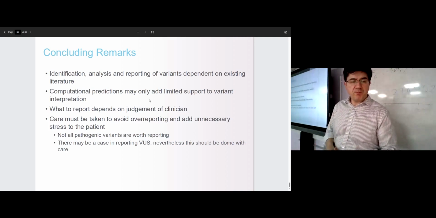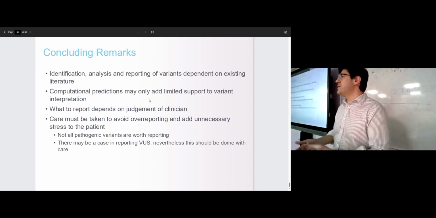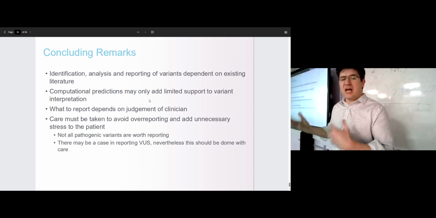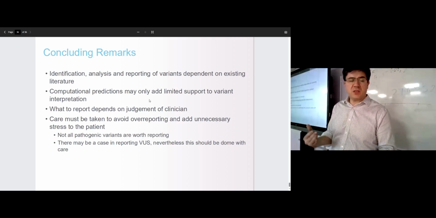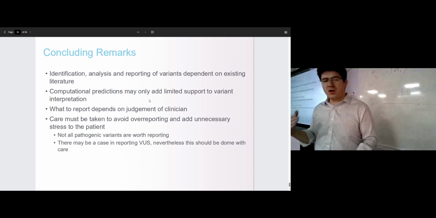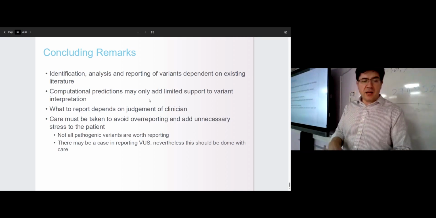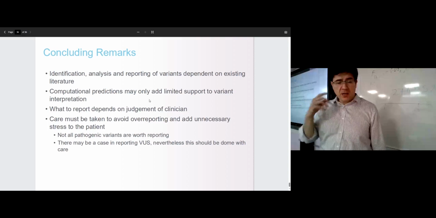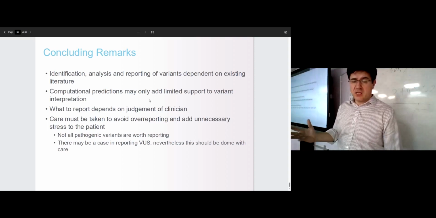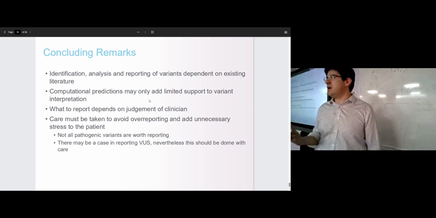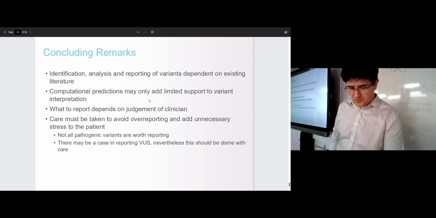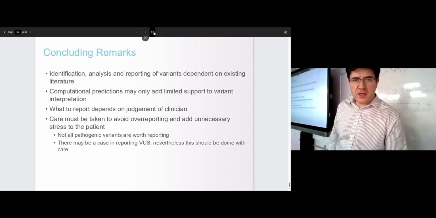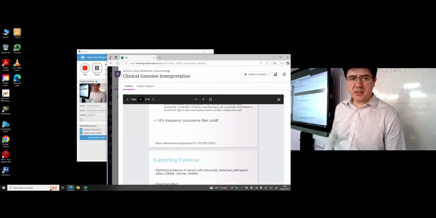And we need to make sure that the bits that are reported are relevant to the judgment of a clinician. In other words, there's so much data that a lot of the time less is more, so that we avoid over-reporting and adding unnecessary stress to the patient, because not all pathogenic variants are worth reporting, and there are many variants of unknown significance that will hinder our understanding of the patient's genome. Okay? I'm happy to answer any questions.